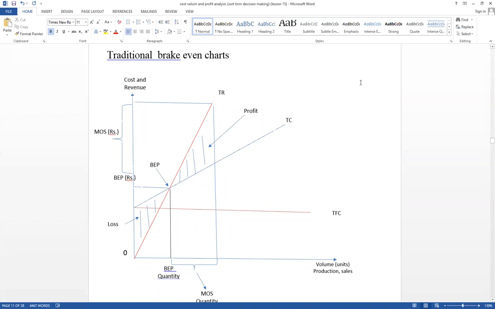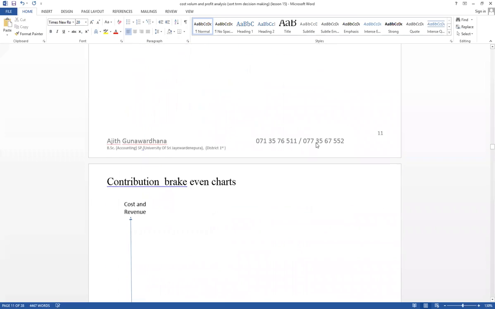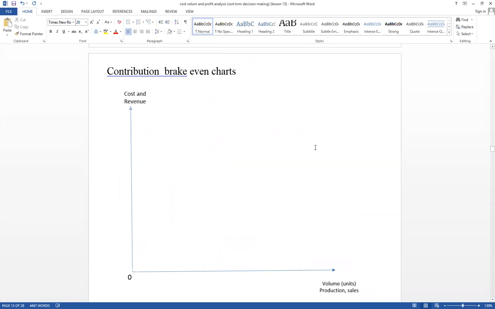Next one, contribution break-even point charts. Therefore, this is a contribution break-even point chart. Try to recognize the difference between traditional break-even point charts and contribution break-even point charts. Here cost and revenue, and here zero, and value, quantity. It may be production quantity, it may be sales quantity.